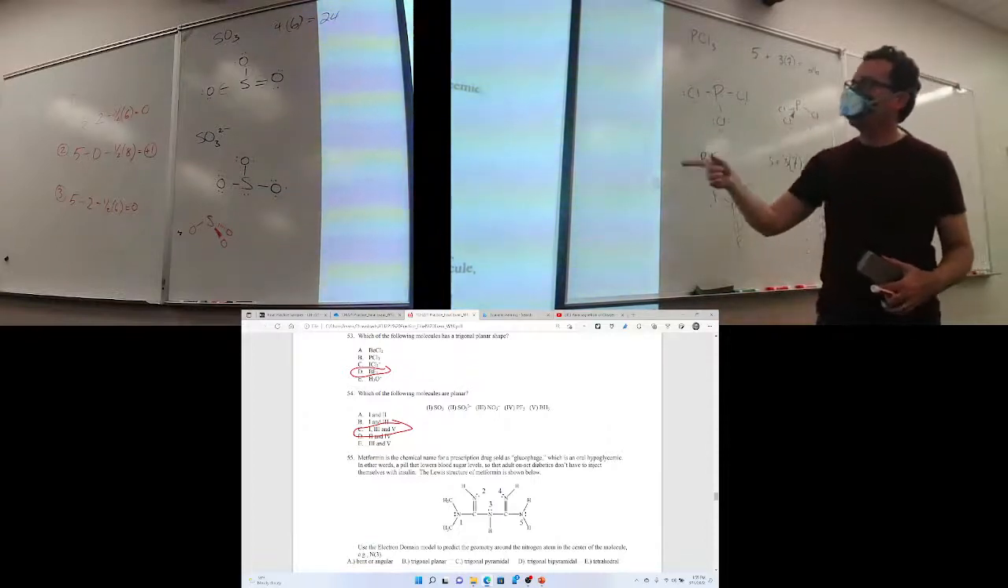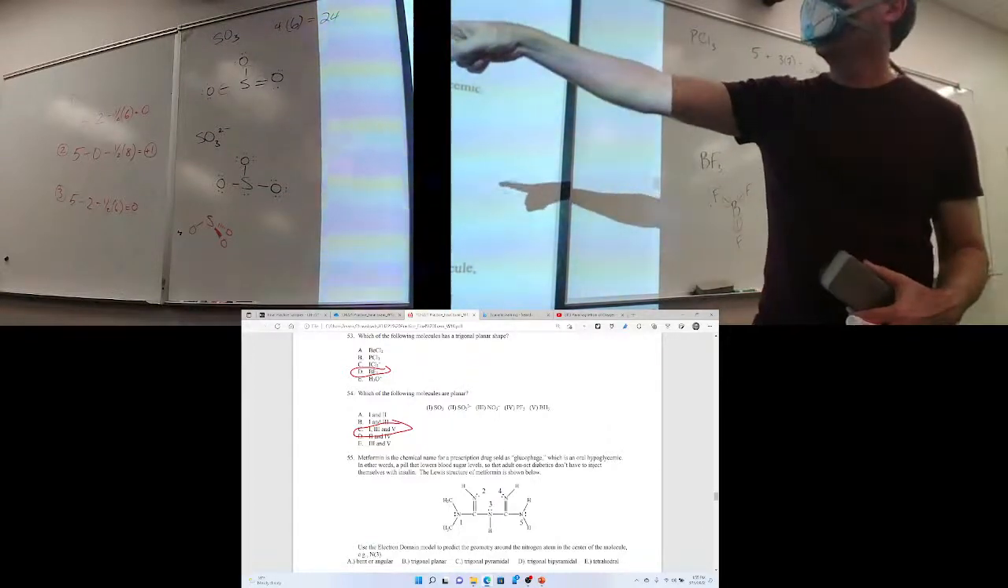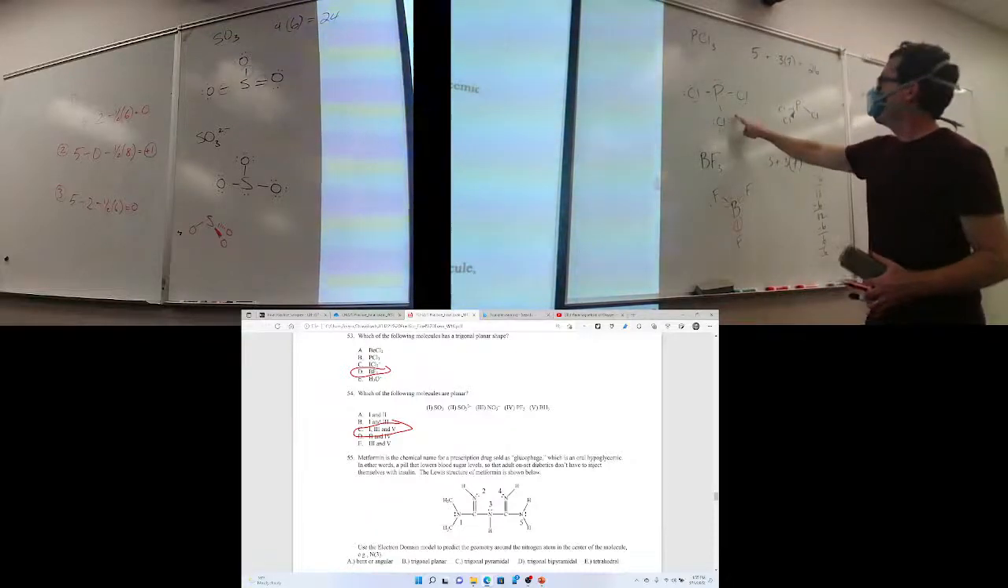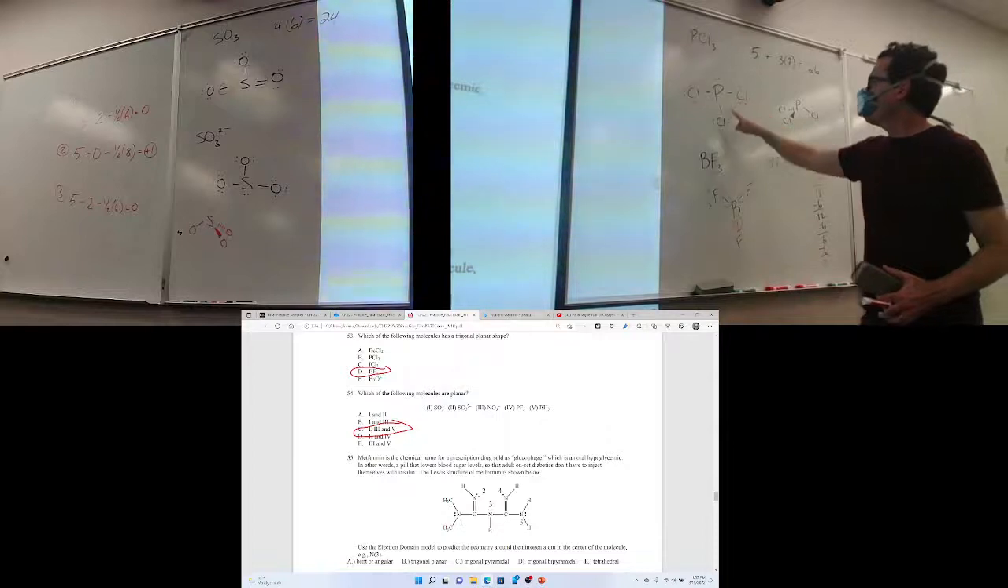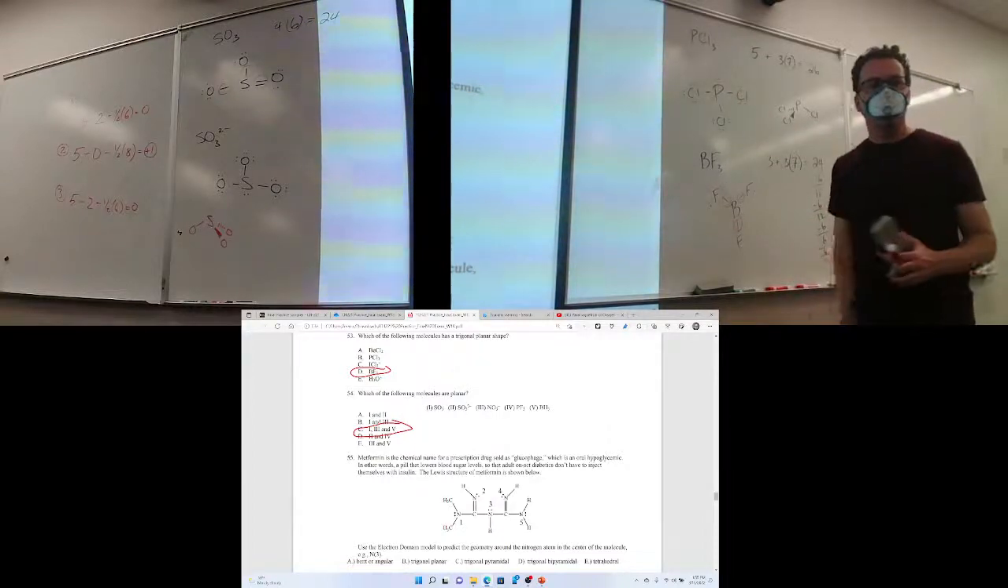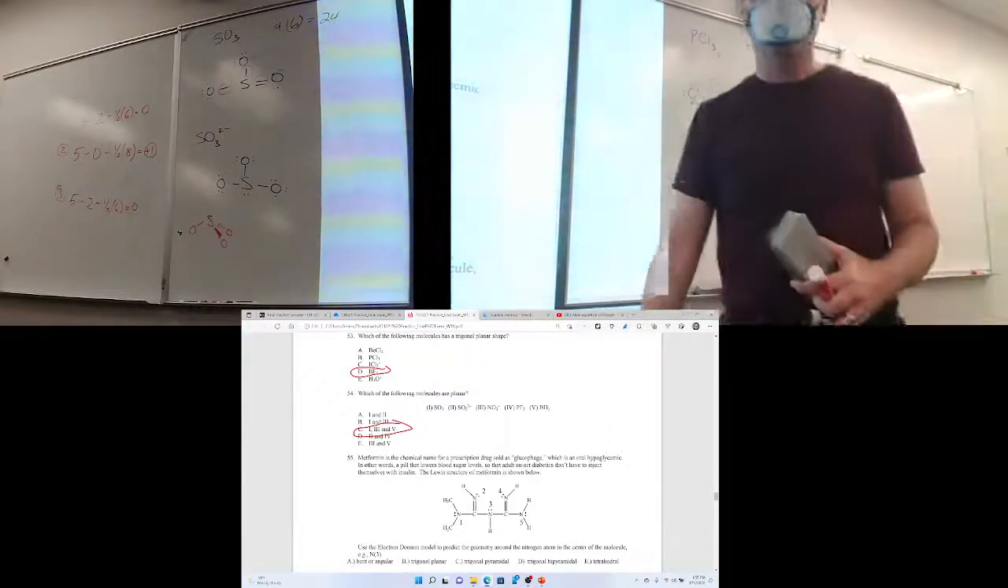PF3, we didn't do that one, but PF3 is going to look a lot like this one. This is PCl3. So we're just replacing chlorine with fluorine. They're both halogens. They have the same number of electrons.